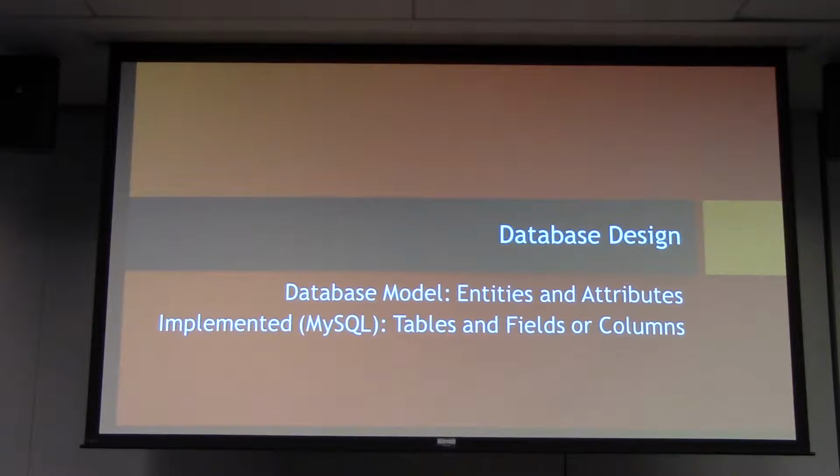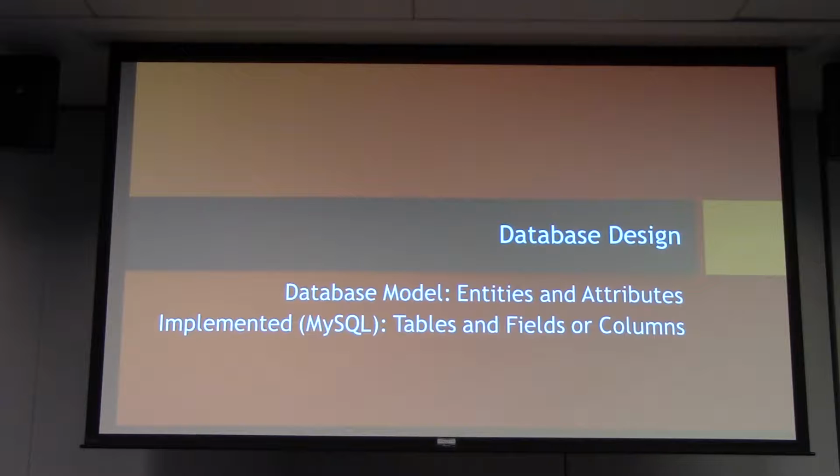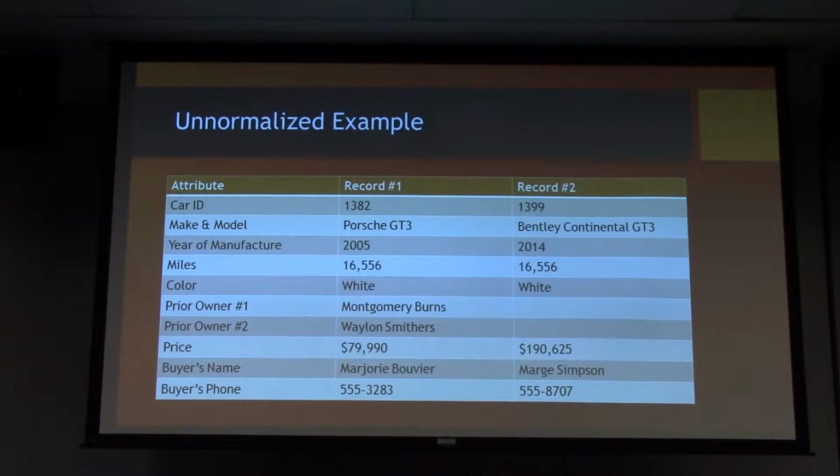Designing databases, there's two different sets of terminologies. When we're coming up with our model, which is the design, we speak about entities and attributes. Entities are the objects that we're modeling, and attributes are their properties. When we talk about the implementation in a database system like MySQL, we then talk about tables and fields or columns. So our database model entities map to our tables, and our database model attributes map to the fields or the columns.